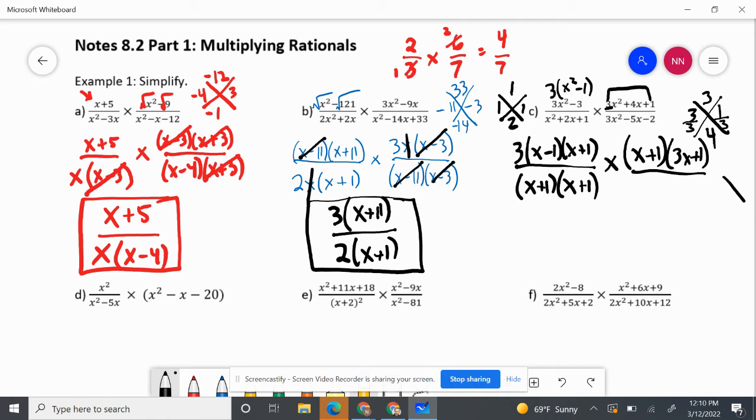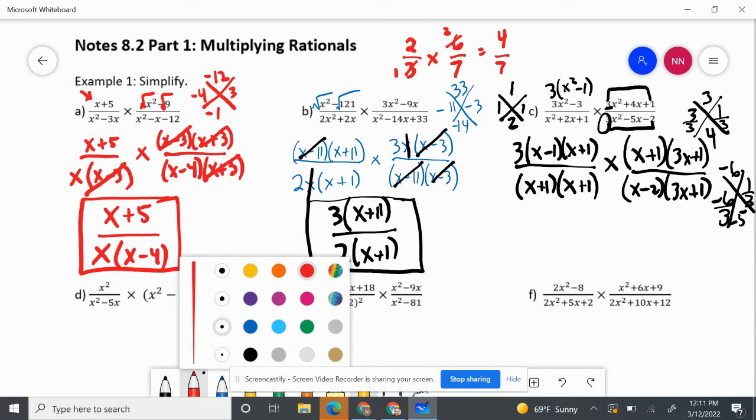For the next one, two numbers that multiply together give me a negative 6, add up to negative 5, and that would be negative 6 and 1. Because the leading coefficient is 3, I divide each of them by 3. So that would be x minus 2 and 3x plus 1.